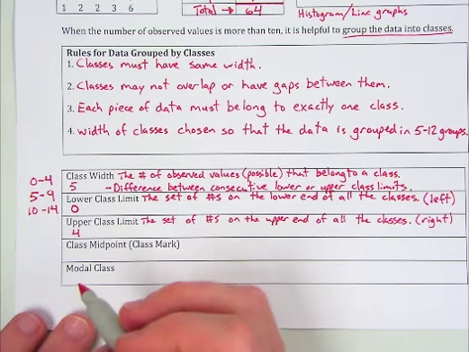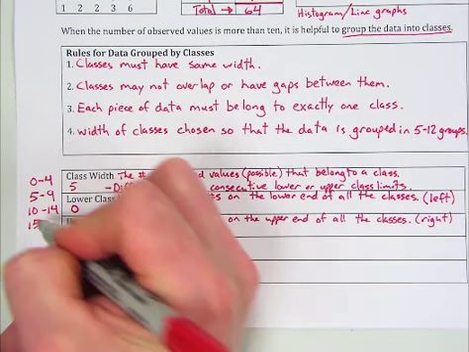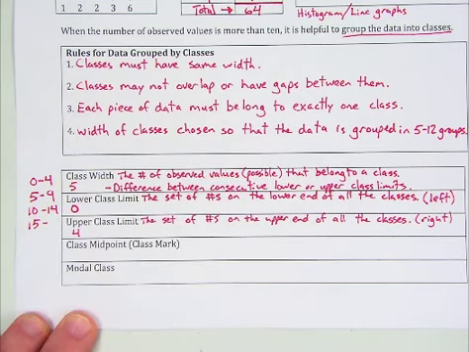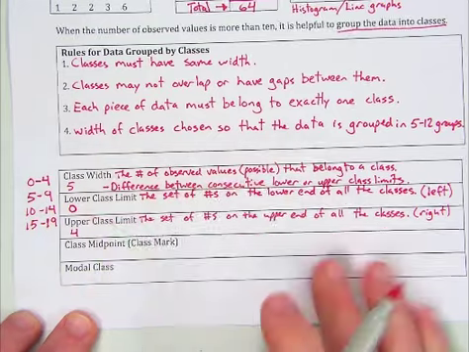Let's go ahead and add one more class. So 14 would leave our next class to be at 15. Notice 10 plus 5 is 15. And our upper class limit would be 14 plus 5, and we get 19.